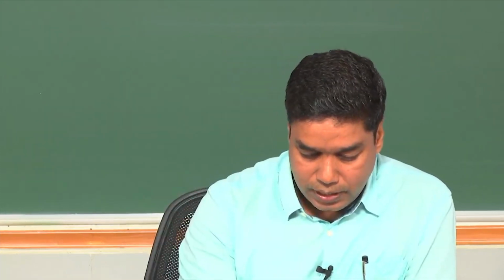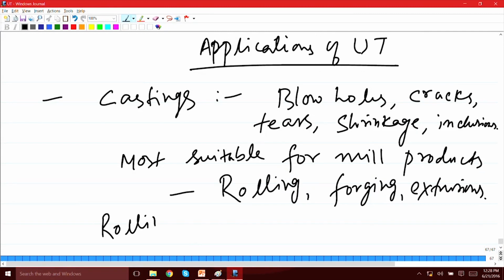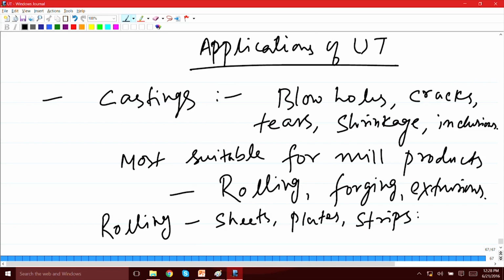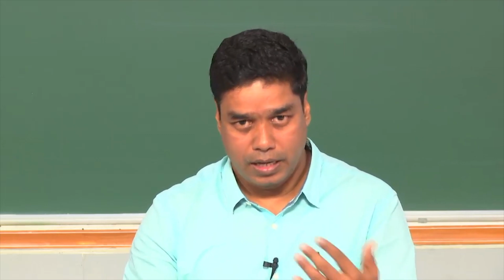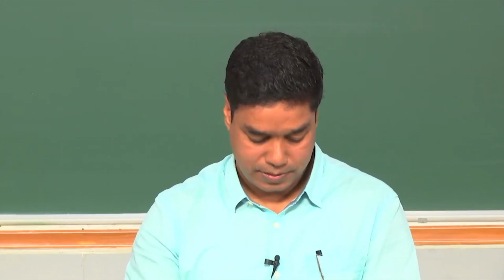For example, in rolling, you can have this kind of products, sheets, then plates, strips, and there are different kinds of rolling defects which can be inspected. Similarly, in extrusion also the kind of extrusion defects that one encounters, those can be inspected by ultrasonic testing.